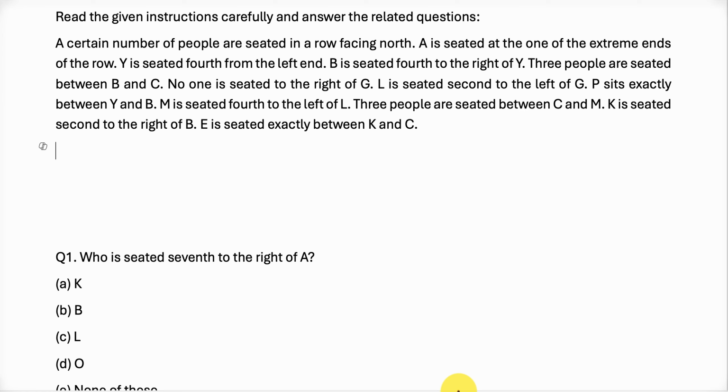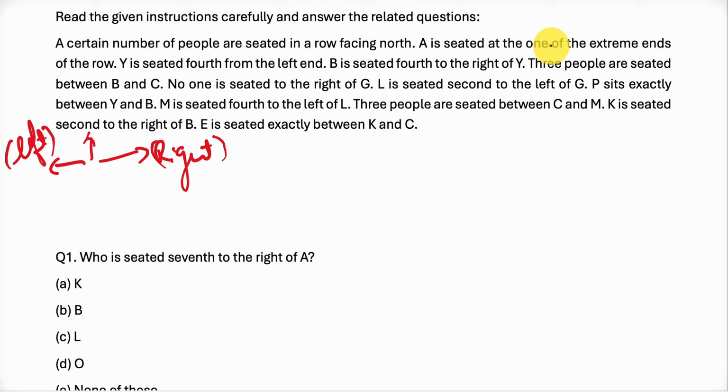Let's see the solution. The best way to solve such problems is that we move our cursor along the lines as we read, so that we don't miss any of the important hints required to solve this puzzle problem. It says a certain number of people are sitting in a row facing north. This implies that all the persons sitting are facing in the north direction, which means that their right will be in this direction and their left will be in this direction.